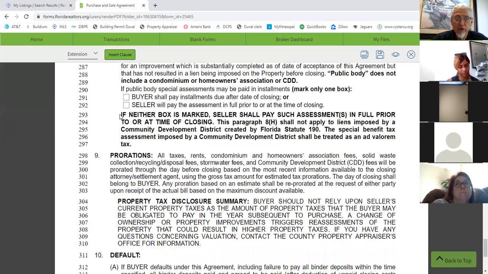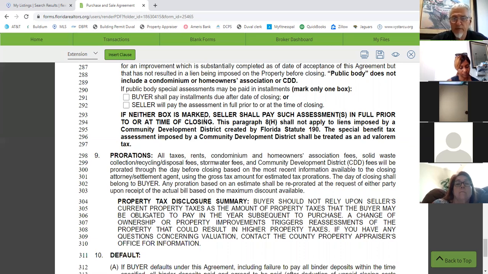So generally, if you're representing a buyer, because most of the time when you're writing a contract you represent the buyer, you're receiving a contract when you represent the seller. So most of the time, it's going to come in with the seller will pay all. If neither box is marked, seller shall pay such assessments in full at the time of closing.